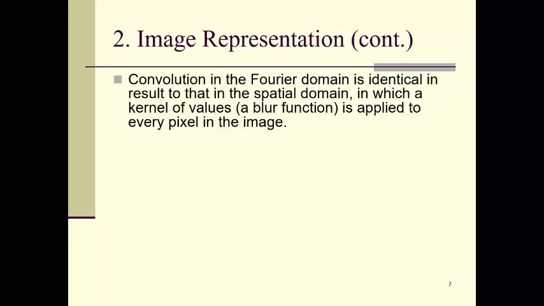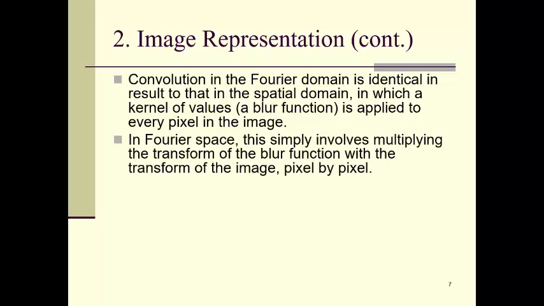What do you mean by convolution? For the convolution, the result in the Fourier domain is identical to the result in the spatial domain. In the spatial domain, we make a convolution with each point in the image, which in the Fourier domain simply involves multiplying the transform of this kernel by the image itself. So in this case, it will be element by element multiplication. Okay?